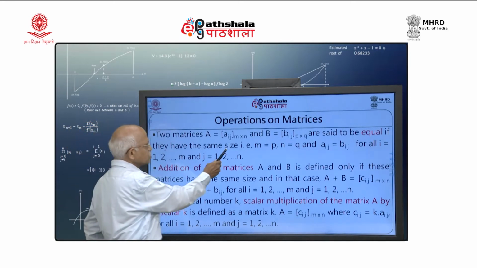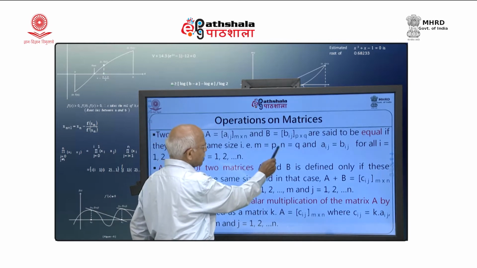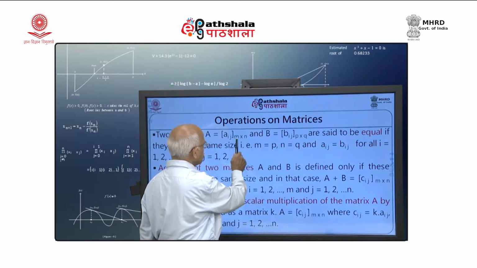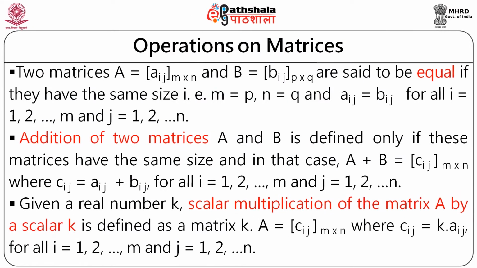So, if they have the same size, that is m is equal to p and n is equal to q. So, number of rows should be same, number of columns should be same, and Aij should be equal to Bij for all i equal to 1, 2, 3 up to m and j equal to 1, 2, 3 up to n. Then only we will say that the two matrices are exactly equal.